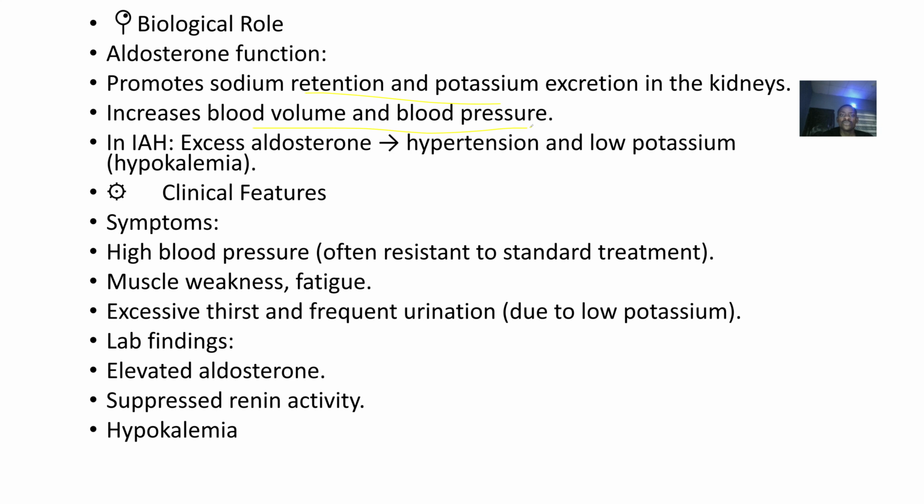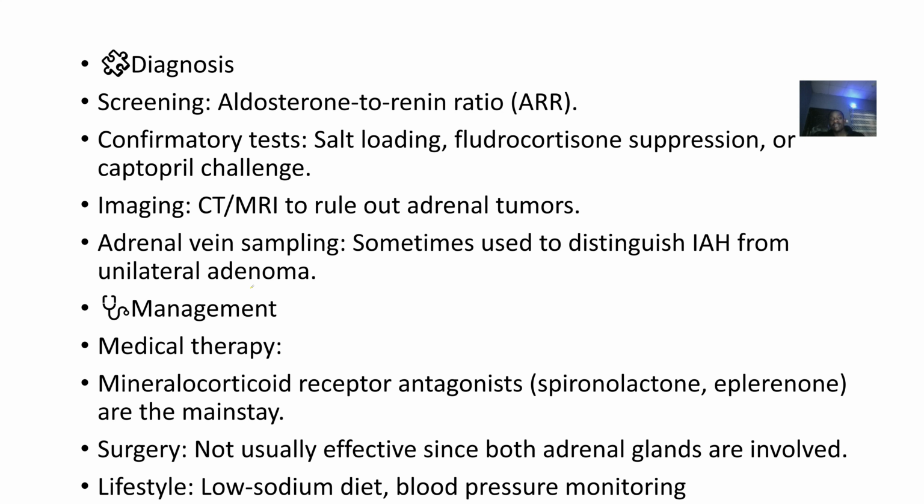So if aldosterone is too much, that means retention of sodium will be too much. So this kind of person will have fluid overload. You understand the pathophysiology now. So the person will have high blood pressure, muscle weakness, excessive thirst, frequent urination. Lab findings show elevated aldosterone, suppressed renin activity, and also hypokalemia. All right, so I think this is what we got.